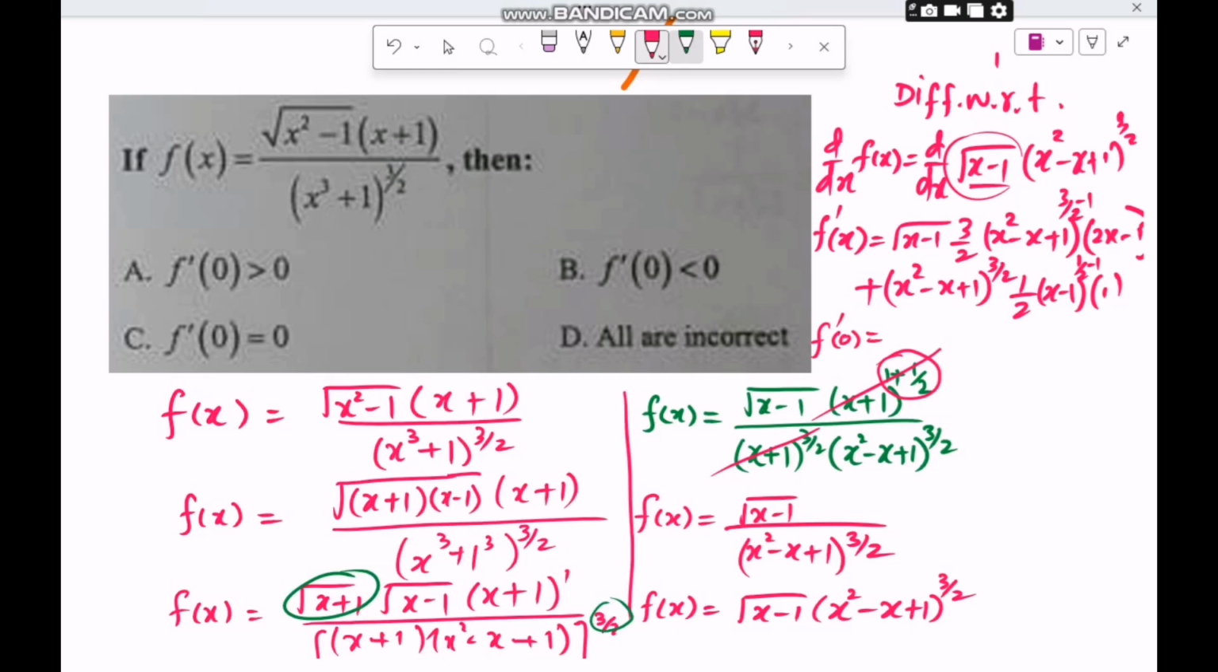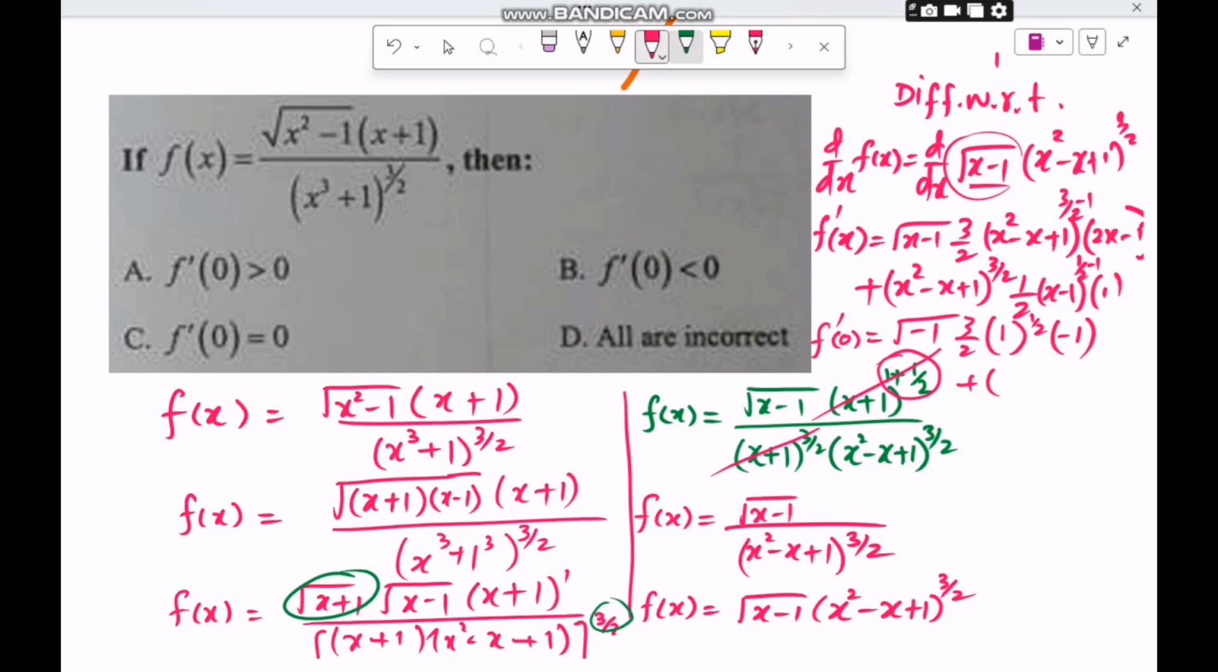3 by 2, and it will be 0, because x becomes 0 here, plus 1 is left here. So 3 by 2 minus 1 becomes 1 by 2. Then 2x minus 1: see this form, 2x minus 1, right? So 2x, x is 0, so that becomes 0, minus 1 is left here.